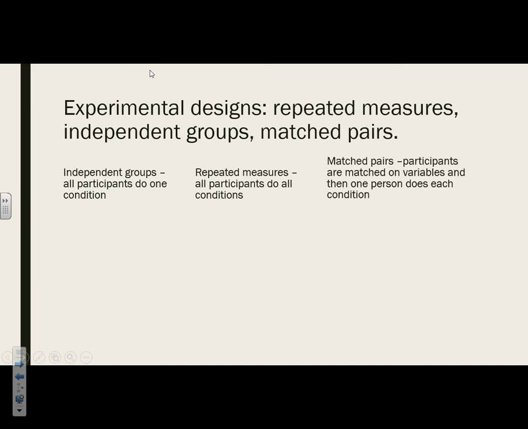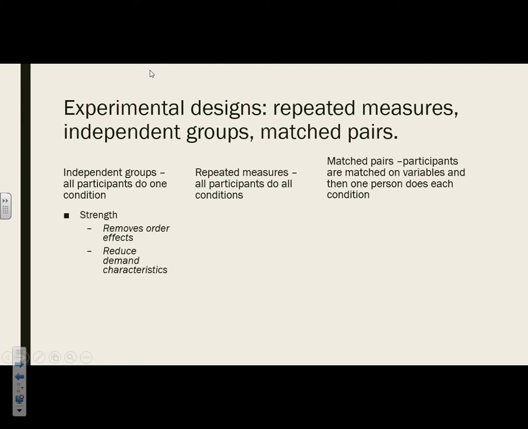Matched pairs, there's 100 people, and they are put into pairs matched on a variable that you are concerned will affect the quality of the research. So again, if we're looking at memory, a key thing that influences memory is IQ. So we would match people on their intelligence, so that we would remove a participant variable, an extraneous variable. Okay, so matching them on variables that we are worried might have an effect on the experiment. And then person A from the pair does condition 1 and person B does condition 2.